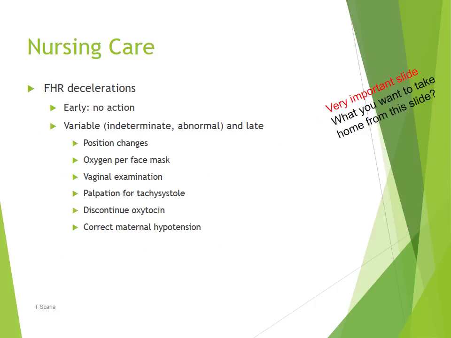Nursing care includes monitoring for fetal heart rate decelerations. In early decelerations, you don't take any actions. In variable and late decelerations: position change, oxygen per mask, vaginal examination to see if there is any cord prolapse, palpation for tachysystole, discontinue oxytocin, and correct maternal hypotension.